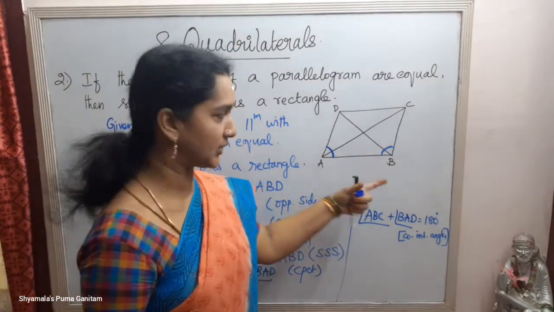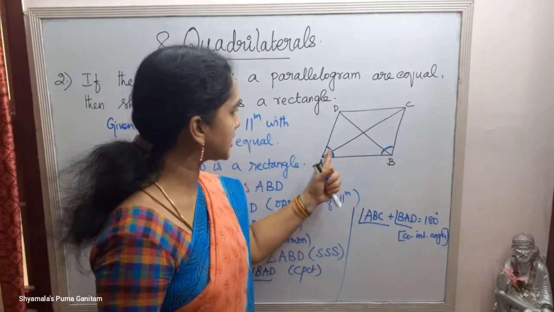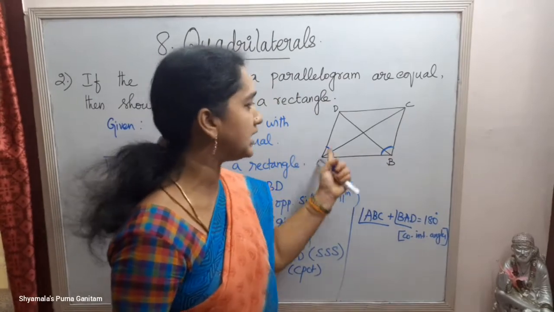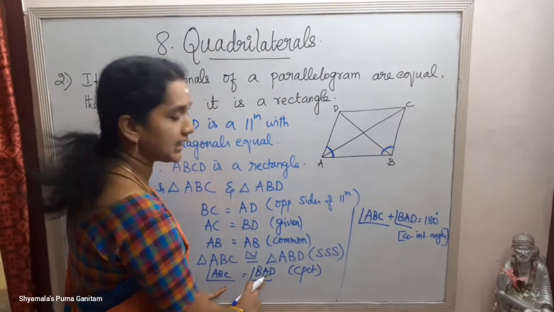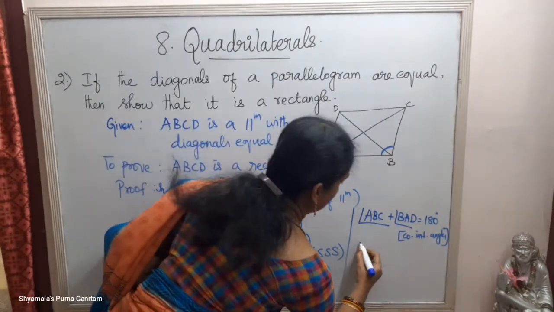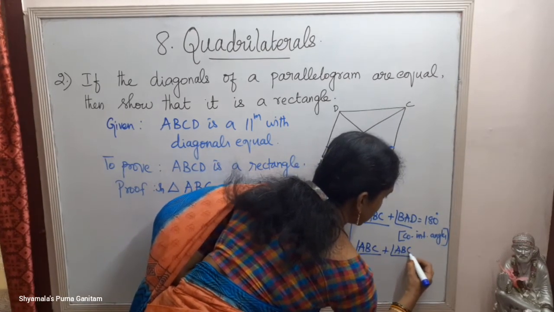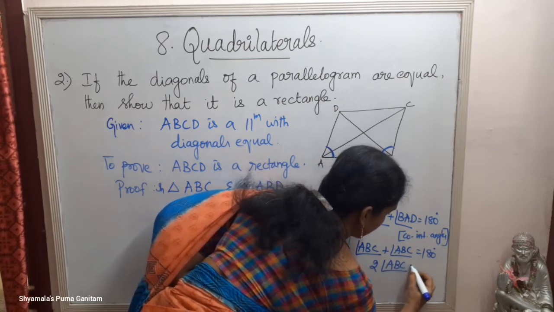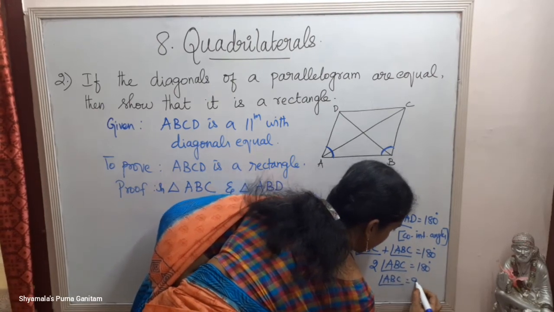That is, AB is the transversal. If AD and BC are parallel, AB is the transversal. So these two angles, ABC and BAD, are equal to 180 degree. Just now we have proved that ABC is equal to BAD. So instead of BAD, I am substituting ABC. ABC plus angle ABC is equal to 180 degree. So 2 times angle ABC is equal to 180 degree. So angle ABC is equal to 90 degree.